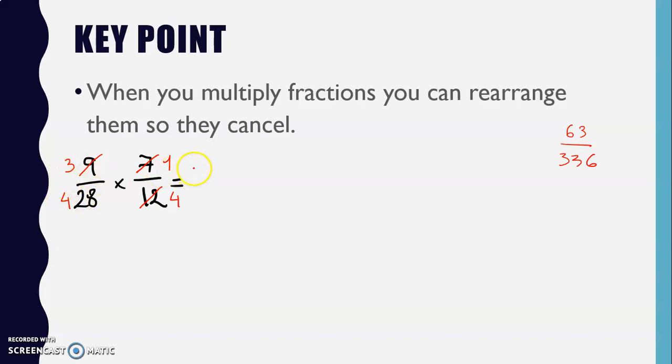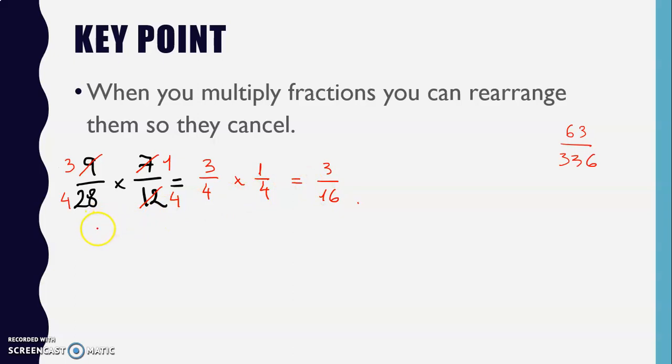So this is the same as multiplying 3 over 4 times 1 over 4, which is 3 over 16. And this is already in the simplest form, you see, and we are dealing with much smaller numbers.